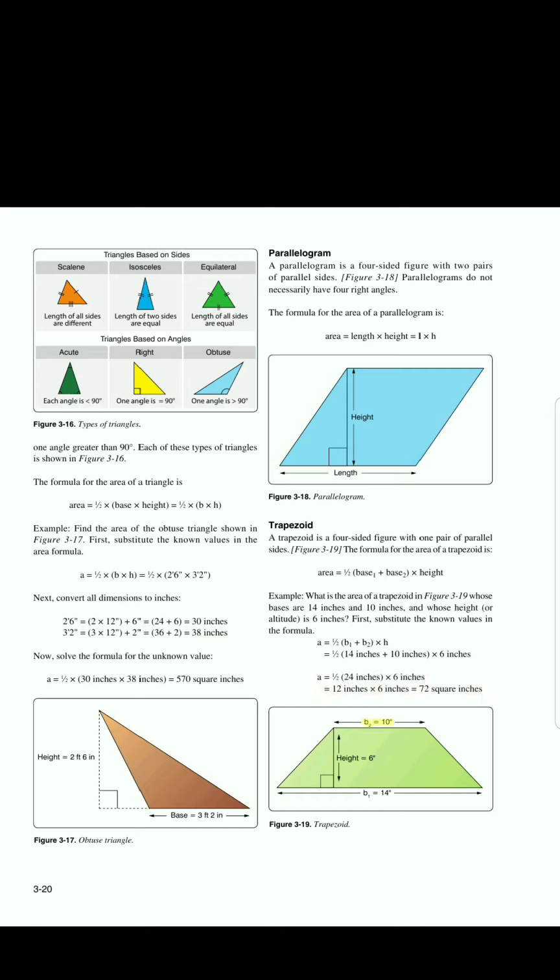b2 equals 10, height equals 2 feet 6 inches. Height equals 6. b1 equals 14. Base equals 3 feet 2 inches. Figure 3-19. Trapezoid. Figure 3-17.